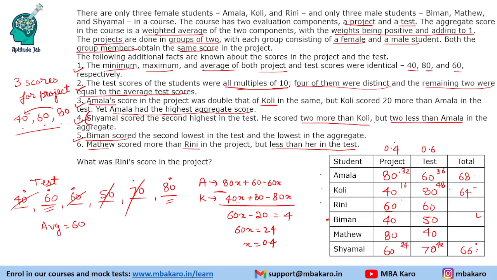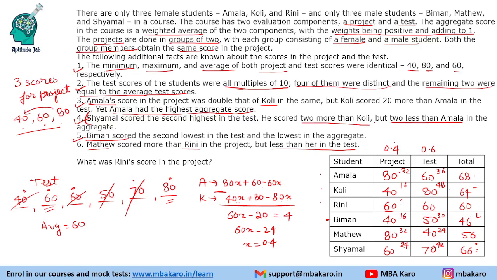For this one, any number you multiply, it will be 60 only, because it does not matter: 60 into x plus 60 into 1 minus x. This is 16 and 30, that is 46, and 80 into 0.4 is 32, and this is 24. So total is 56 for Matthew. This is the total for all these students. That's how we will solve it, and now we can answer the questions.